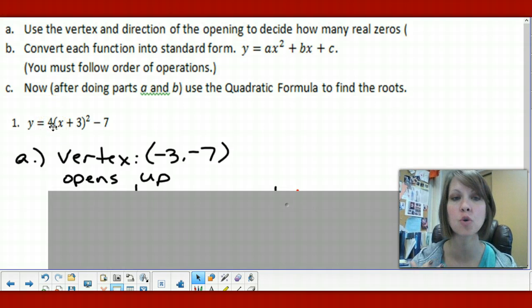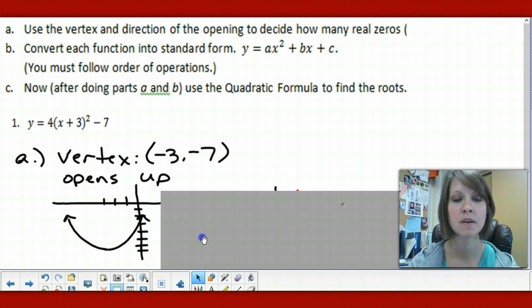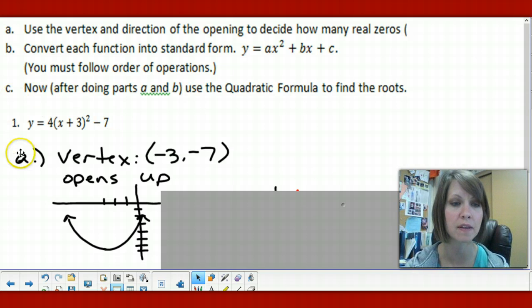Okay, so what I've done is just quickly sketch a vertex of -3, -7, and my opening is up. I didn't really worry about steepness here. I just wanted to get it good enough for me to be able to answer the question, how many real zeros does this equation have? Now, how we can tell the zeros. Remember, if you look up at your directions, it reminds you that what I mean by zeros are roots, x-intercepts. So if you're looking at this graph, I want you to think for a second, how many x-intercepts are there for this graph?